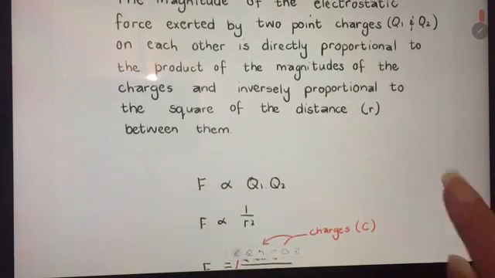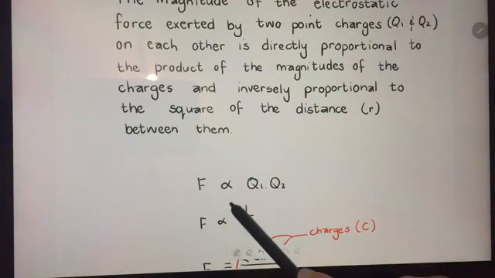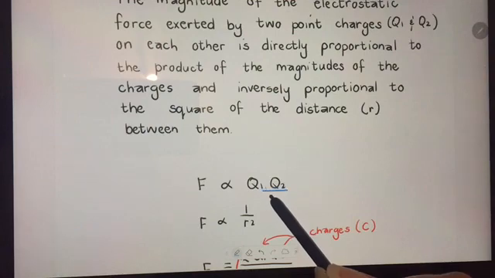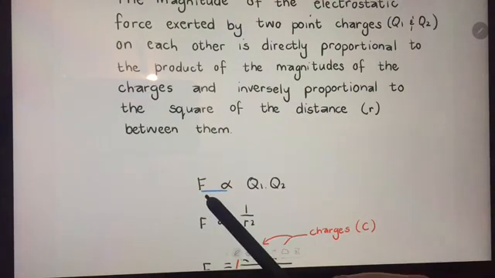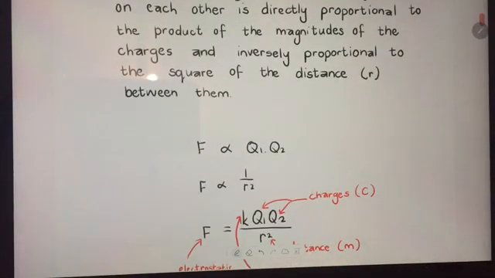So firstly, it says that the electrostatic force, which is the force between objects that carry charges, is directly proportional to the product of the magnitude of the charges. So if I've got two charges and I increase the charges, what is going to happen to the electrostatic force? It will also increase. And then secondly, according to Coulomb's law, this electrostatic force is inversely proportional to the square of the distance between the charges.